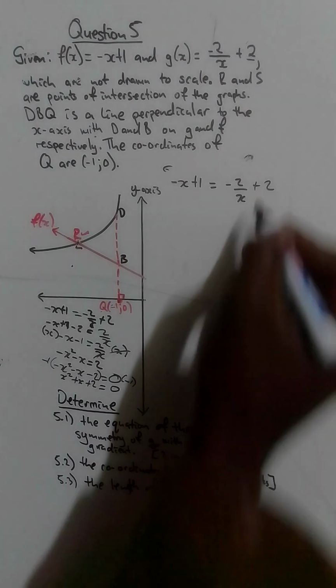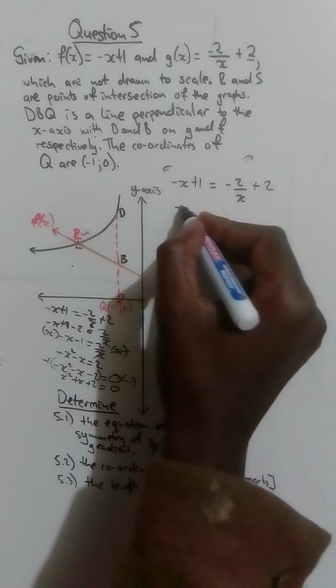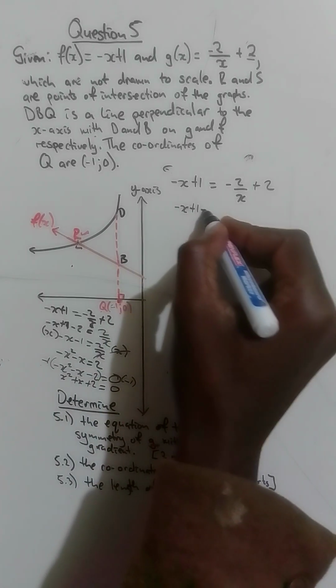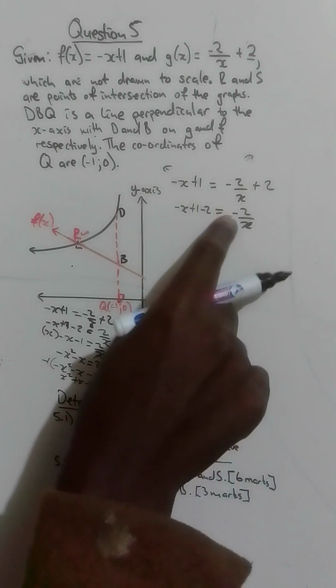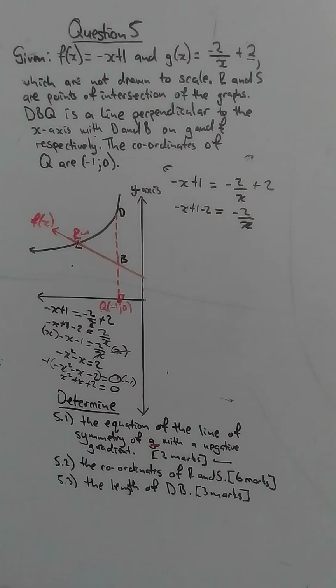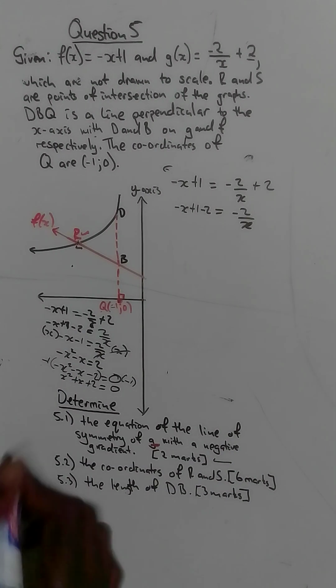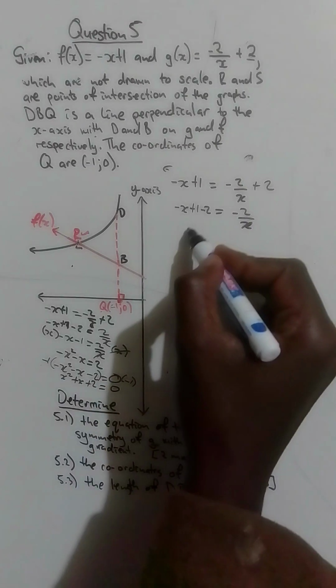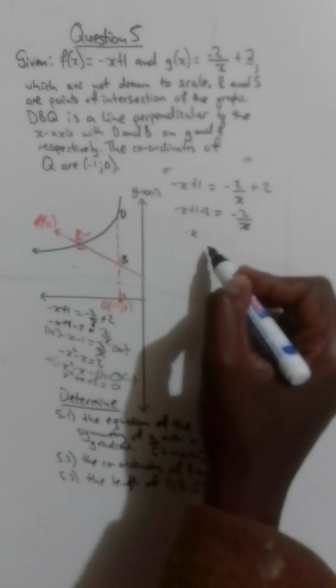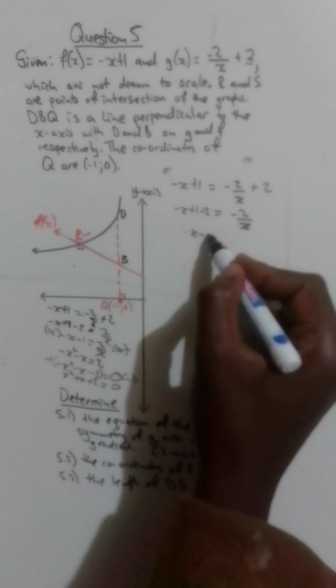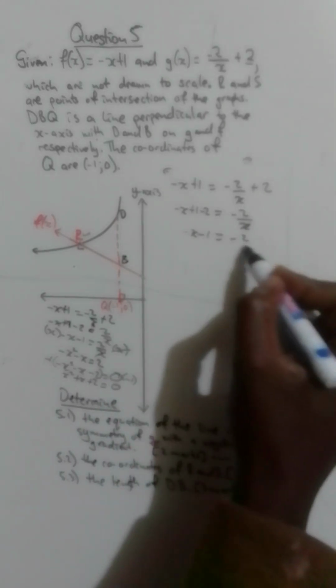All right, so I start by transposing. Now I've got negative x plus 1 minus 2 is equal to negative 2 over x. So please be careful of the sign. Don't make the mistake I made, because you get stuck. Now, negative x, and 1 minus 2 gives me negative 1, which is equal to negative 2 over x.